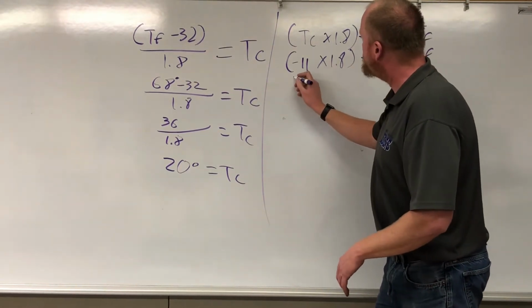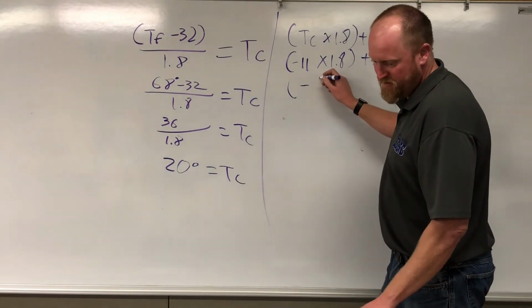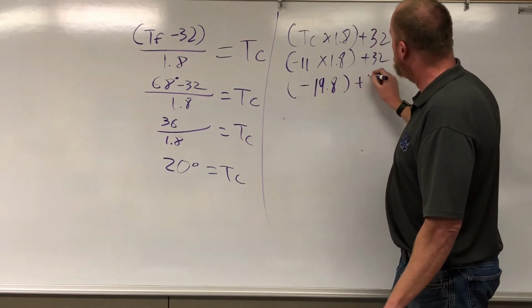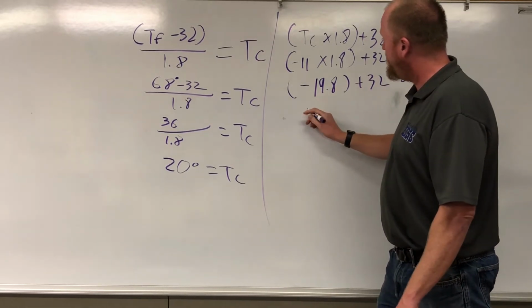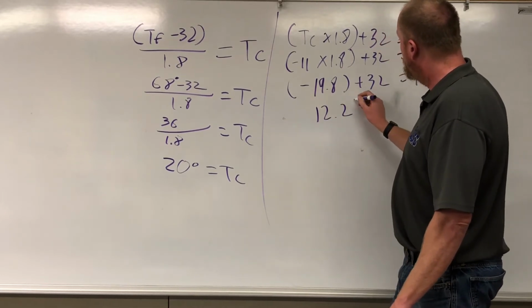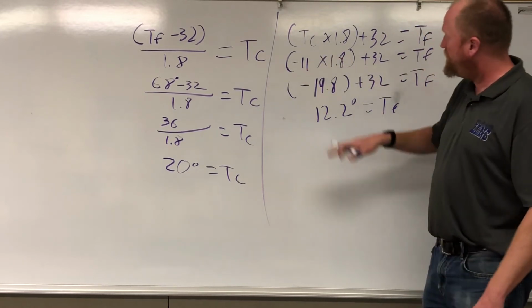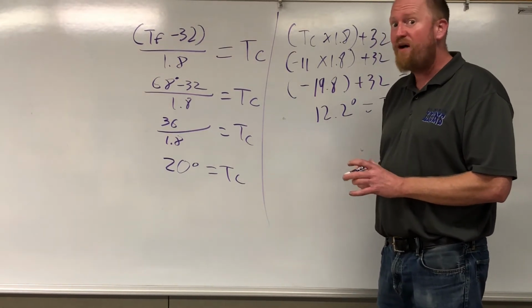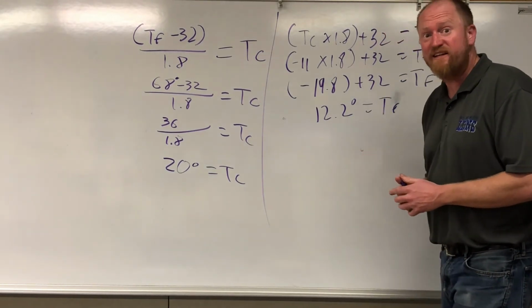Okay, so negative 11 times 1.8 gives you negative, I wrote it down, didn't I? I did. 19.8 plus 32 equals our temperature Fahrenheit. Negative 19.8 plus 32 is 12.2. So negative 11 Celsius is 12.2 degrees Fahrenheit, which was really freaking cold. However, it was still a wonderful Christmas, and I would look forward to going back again sometime.